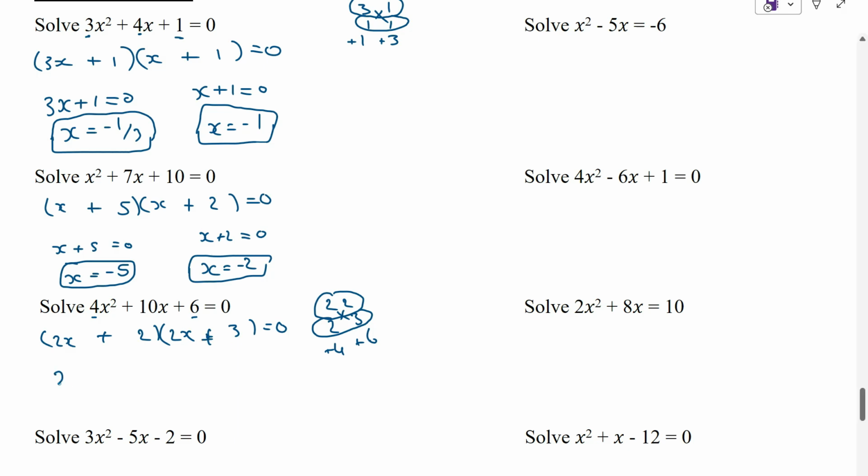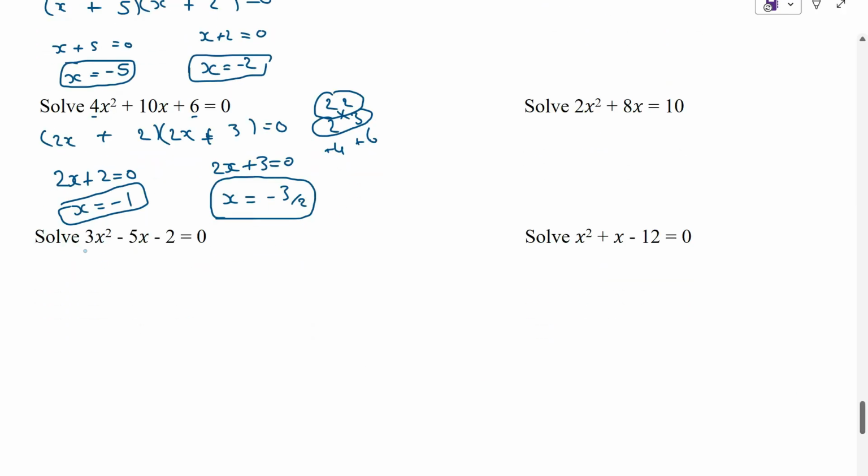Now let's solve for x. So 2x plus 2 equals 0, 2x plus 3 equals 0. Therefore x is going to be minus 1, and here x is going to be minus 3 over 2. Okay.